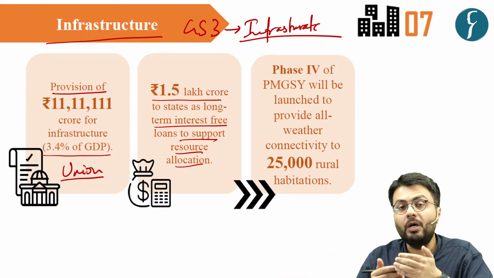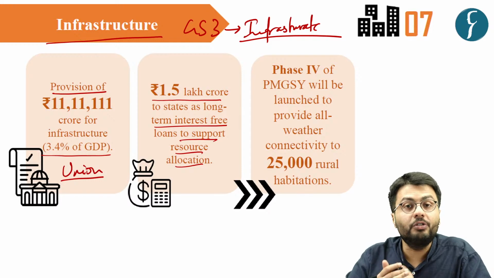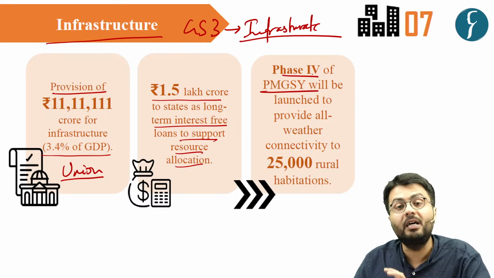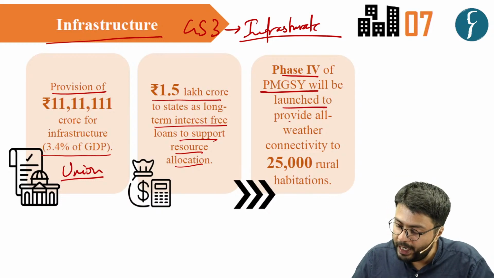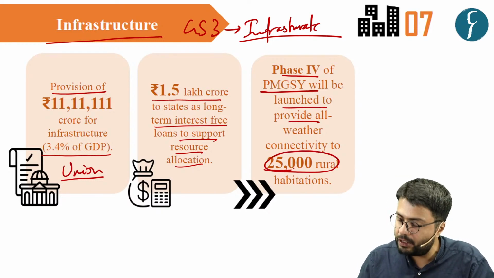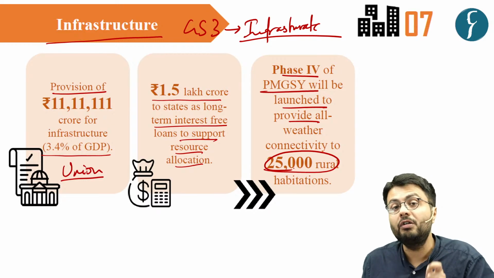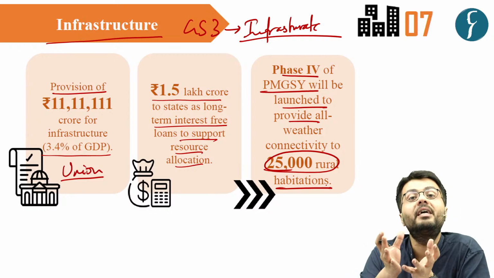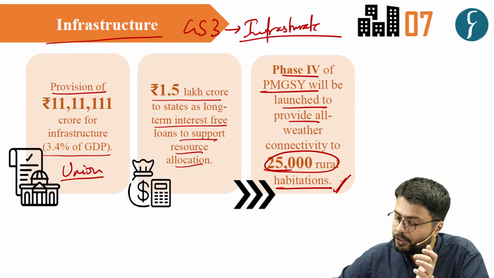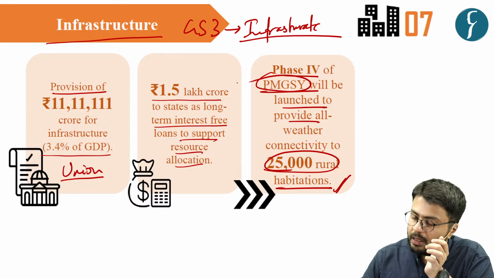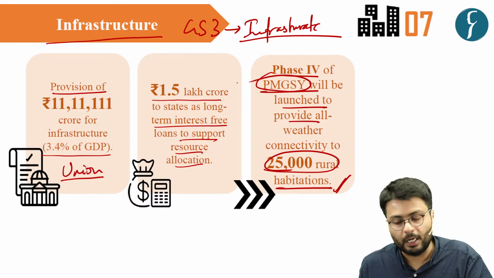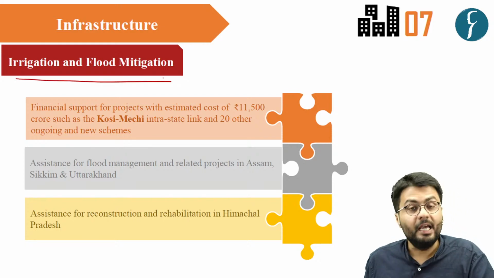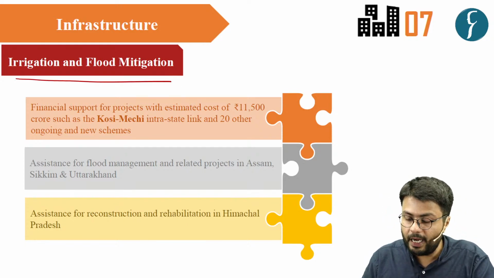Now also to improve connectivity between various rural areas, the government is also bringing phase 4 of Pradhan Mantri Gram Sadak Yojana, which will provide all-weather connectivity to as much as 25,000 rural habitations. Now these rural habitations have increased in population and have become eligible to be funded under the Pradhan Mantri Gram Sadak Yojana.